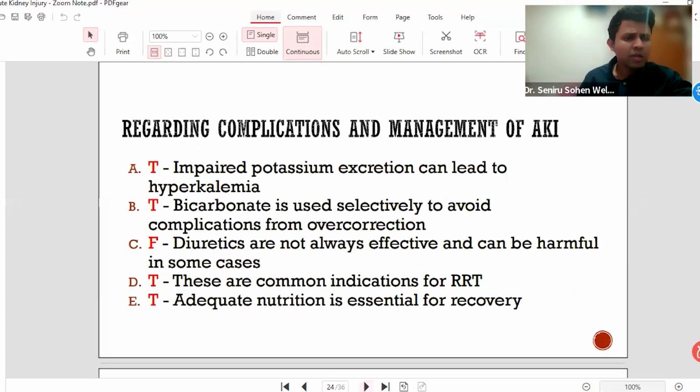Metabolic acidosis is treated with sodium bicarbonate only in severe cases. True, overcorrection of acidosis can lead to various other complications in AKI. So bicarbonate is used selectively in patients.